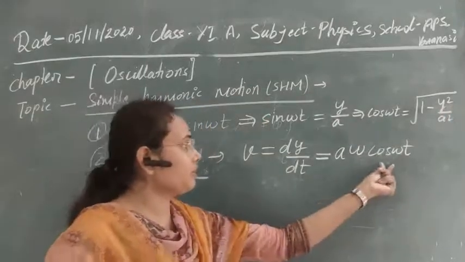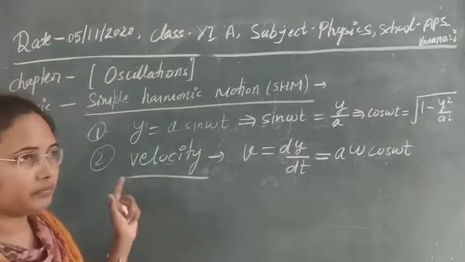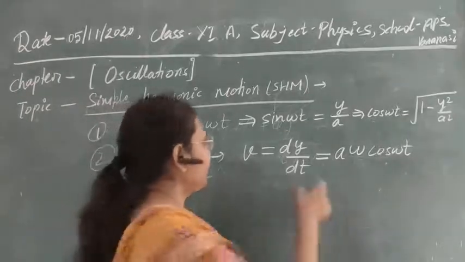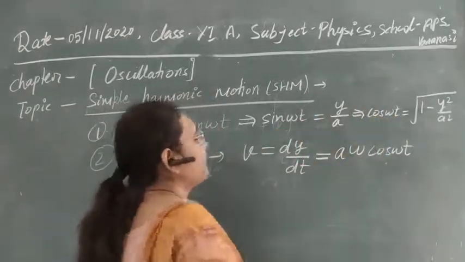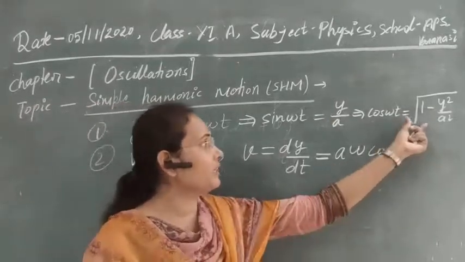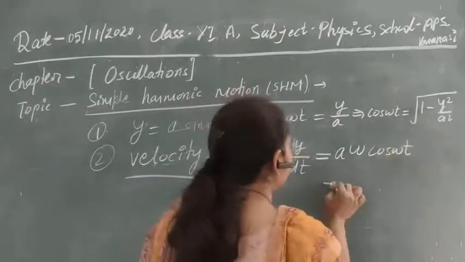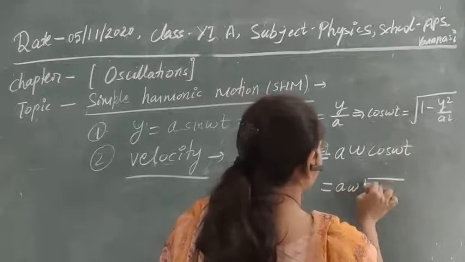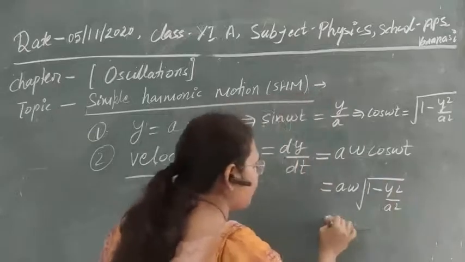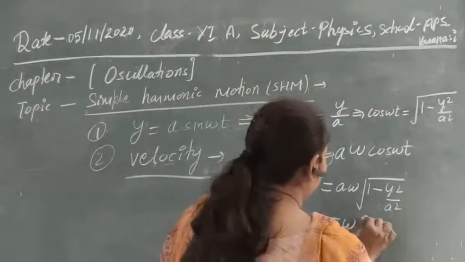So in place of cos omega t, we can put this value, as we want to calculate the velocity in terms of displacement. That's why we are neglecting the trigonometrical functions here, to reduce complications, because we can easily calculate these values. So in place of cos omega t, you can put here a omega times the square root of 1 minus y square by a square. After solving this, you can take the LCM, and after solving, a will be cancelled out.